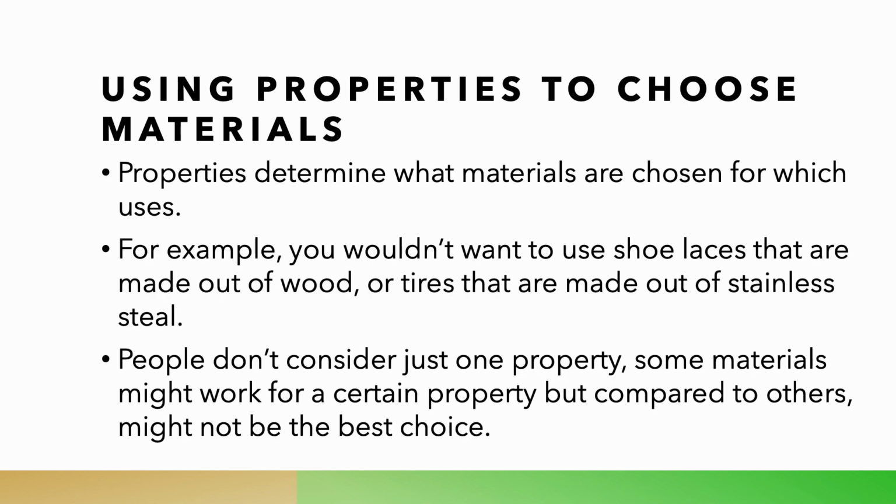Properties determine what materials are chosen for which uses. For example, you wouldn't want to use a shoelace that is made out of wood or tires that are made out of stainless steel. People don't consider just one property. Some materials might work for certain properties, but compared to others, might not be the best choice.